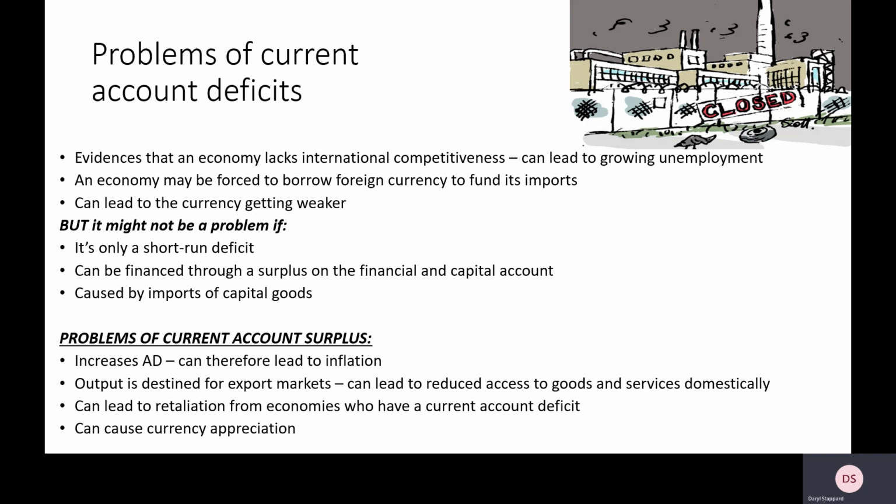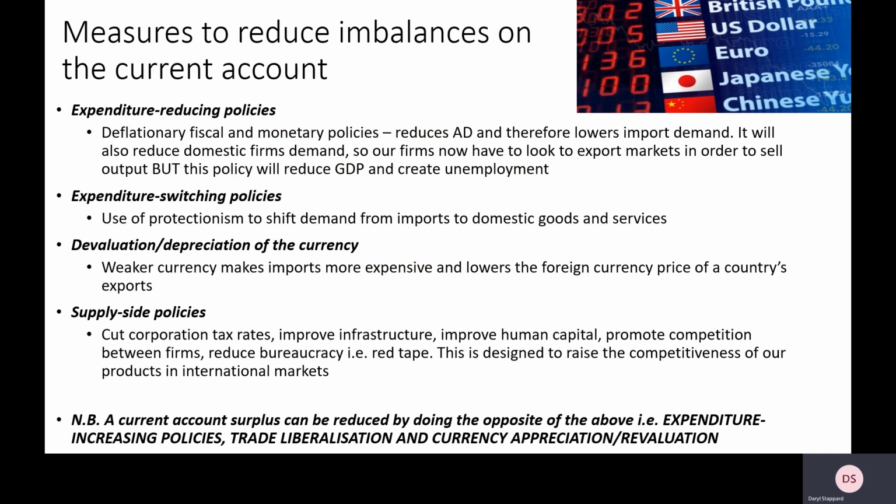It also means that a high proportion of the output of an economy is not going to be used to benefit people within that country in terms of consumption. It's leaving the economy and going somewhere else. A huge current account surplus can also lead to trade wars and retaliation from other countries across the world. So technically, you could argue that some economies might want to reduce a current account surplus, and that can be done by the opposite of the policies that we explored for ways of reducing a current account deficit.